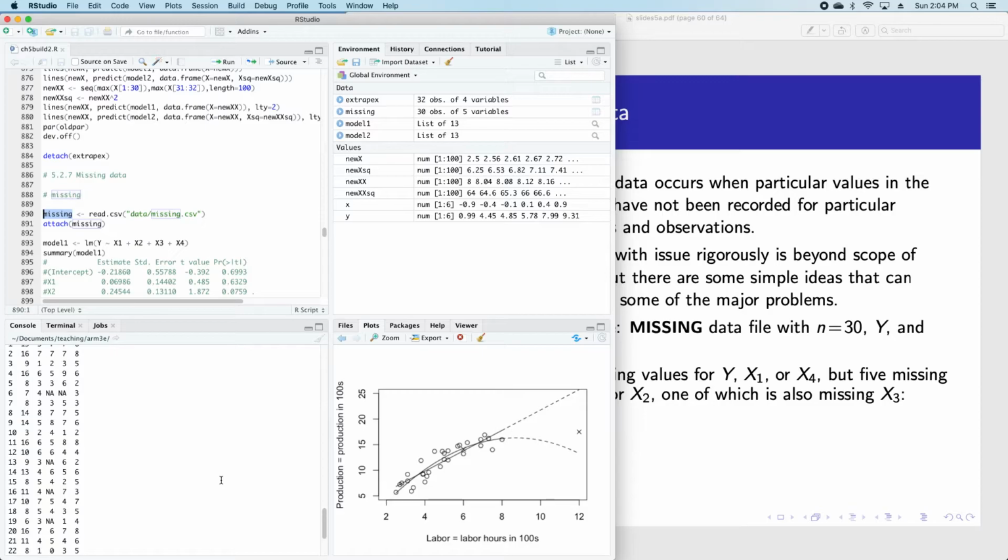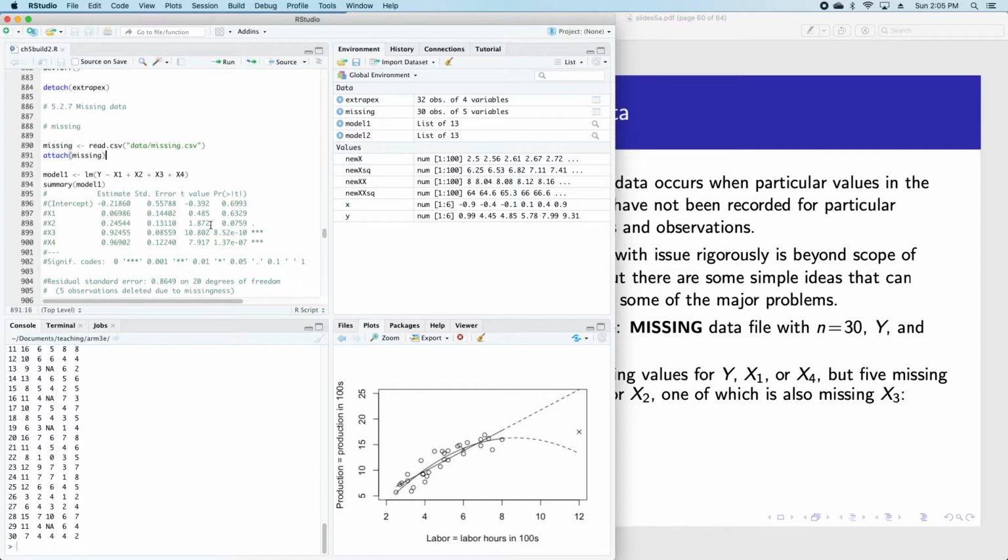So here's some data with y and 4 predictor variables. These NAs represent missing data. For example, observation number 6, I've got values for y and x1 and x4, but I'm missing values for x2 and x3. Whereas observation 13, I'm only missing a value for x2, but I have values for all the other variables. So this is an example of some missing data.